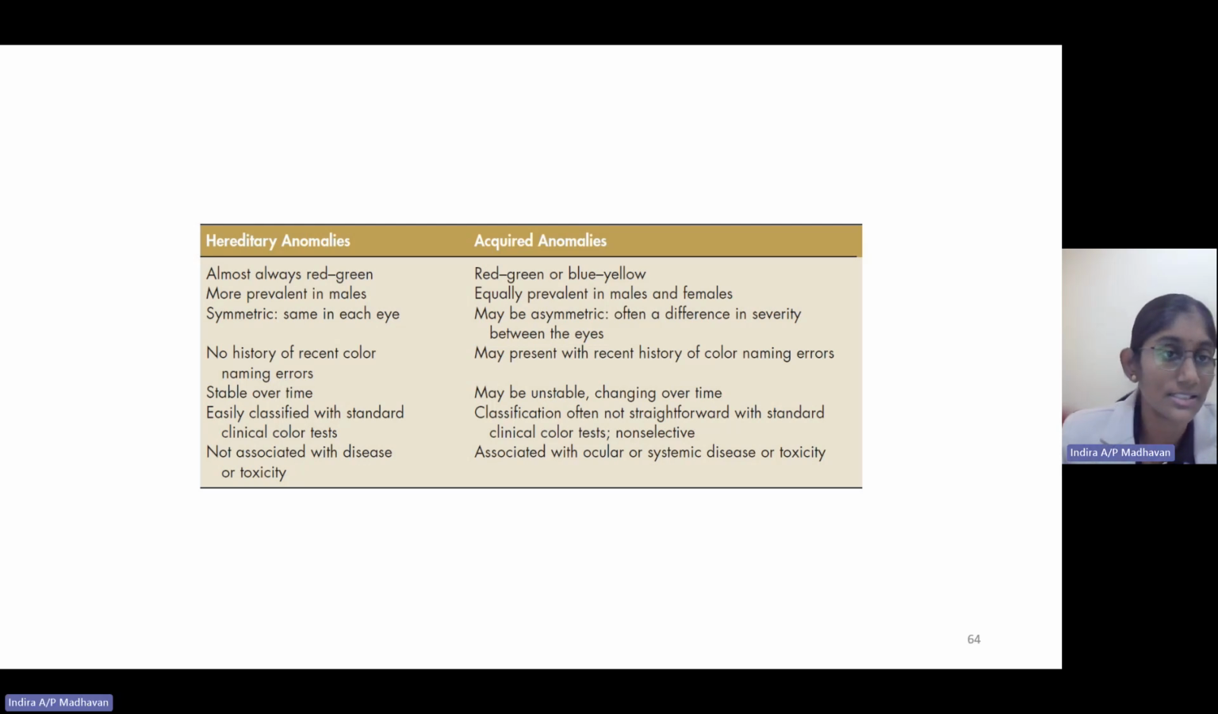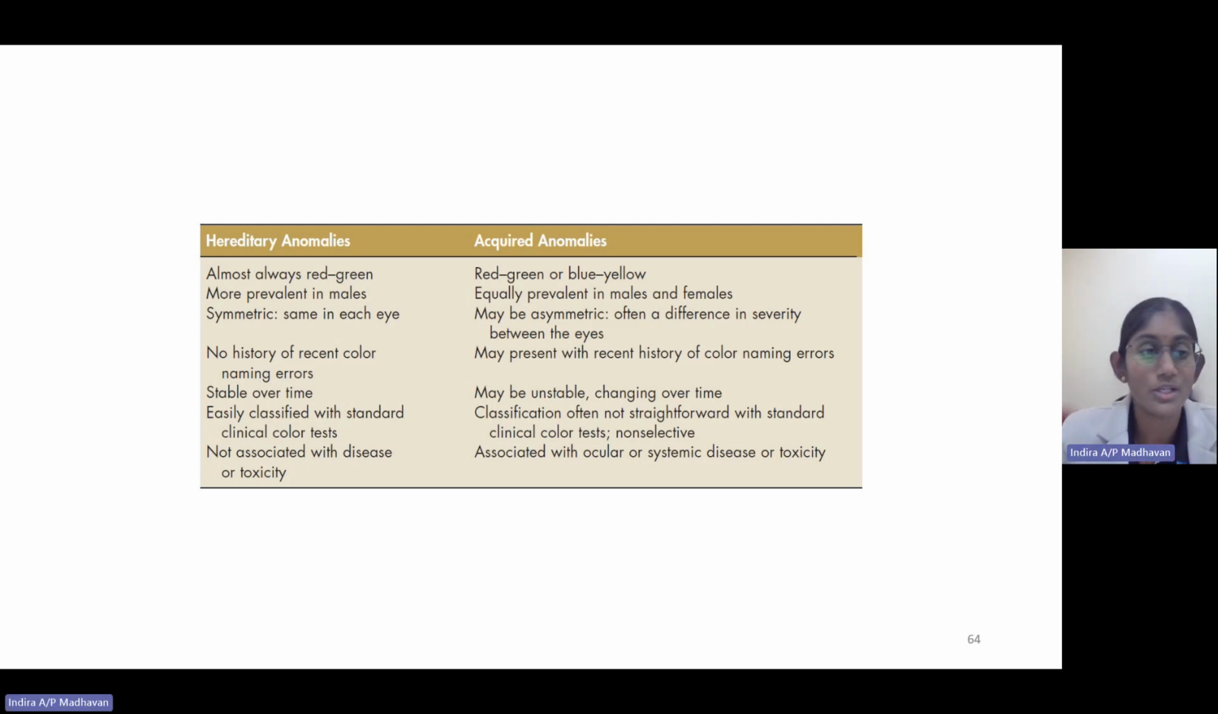And congenital is not associated with disease or toxicity, so it is purely genetic, while acquired is associated with ocular or systemic disease or toxicity. As I said, ocular conditions, systemic diseases like diabetes and hypertension, and also the dosage of the drugs that they are using will induce this.